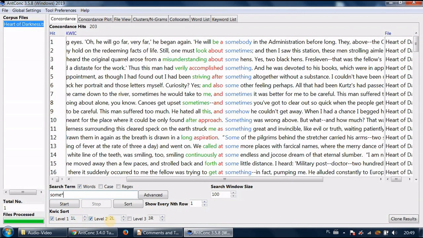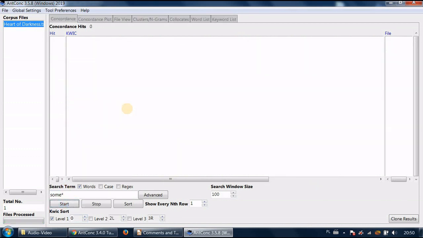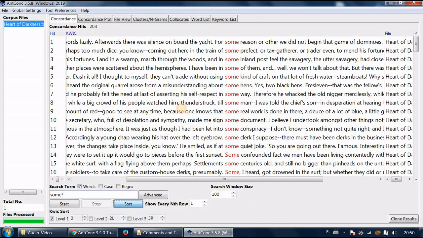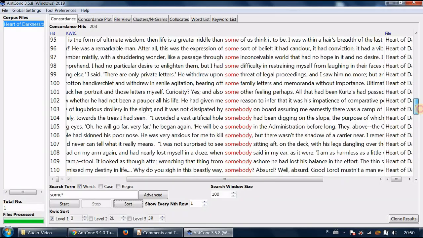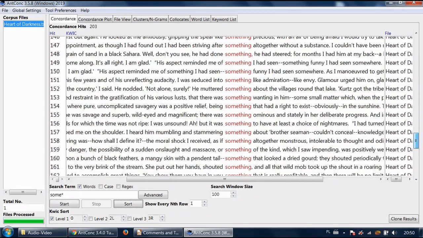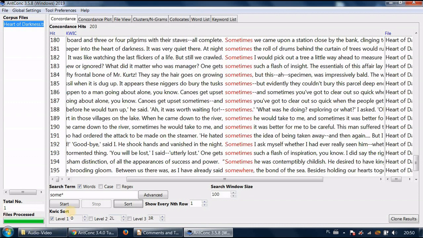I told you to sort them according to the 0 word, so I'll switch off the second and third level and only leave the first level and choose 0. This means sort according to the very keyword. Now, okay, sort is done. So you have the word some at the top, but then if you scroll down, you have somebody, something, sometimes, and so on. Obviously, you may set, I know, 1 word to the right and 2 words to the right.